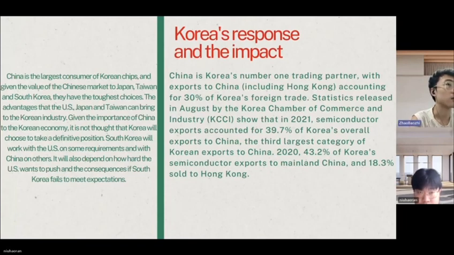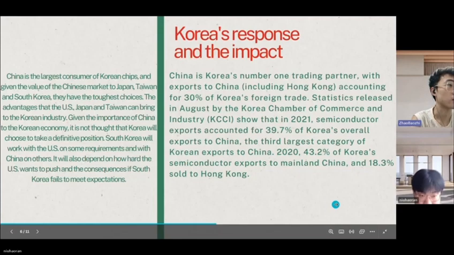And Korea's response. China is the largest customer of Korean chips, and given the volume of the Chinese market to Japan, Taiwan area, and South Korea, they have the choice. Given the advantages that the US, Japan, and Taiwan can bring to the Korean industry, and the importance of China to the Korean economy, it is not likely that Korea will choose to take a definitive position. South Korea will work with the US on some requirements and with China on others. It will also depend on how hard the US wants to push and the consequences if South Korea fails to meet expectations. Next.